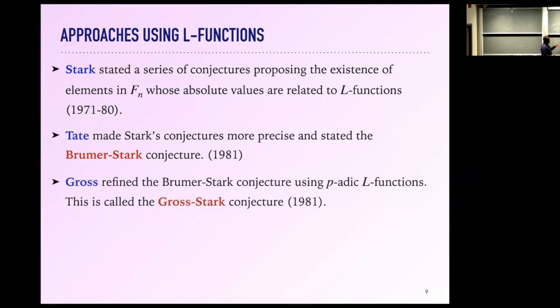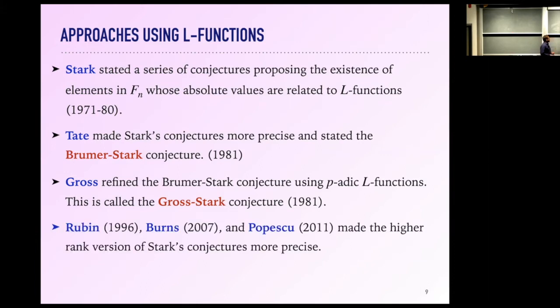There are many other directions that grew out of Stark's work, which I'm not discussing here, but following this path through the Brumer-Stark conjecture, I'll mention that Gross refined the Brumer-Stark conjecture using p-adic L functions in what is now known as the Gross-Stark conjecture. And this appeared, I think, in the same volume that Tate's paper appeared about the Brumer-Stark conjecture. I think there were consecutive articles.